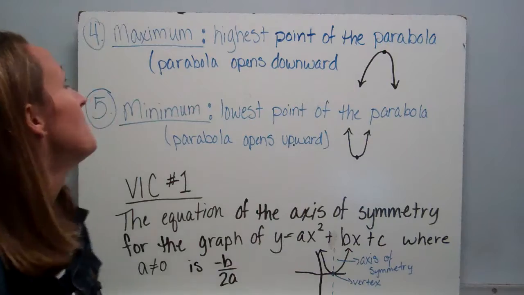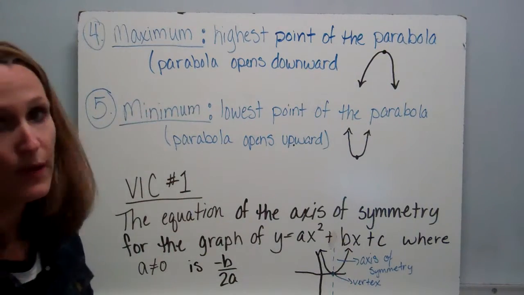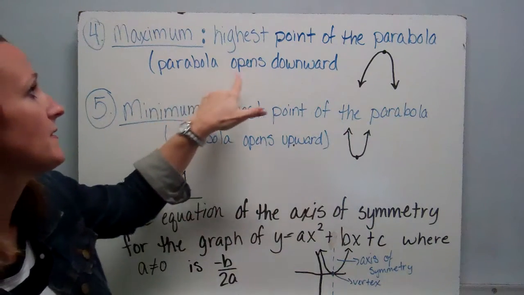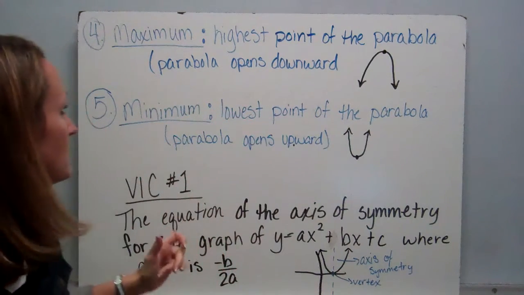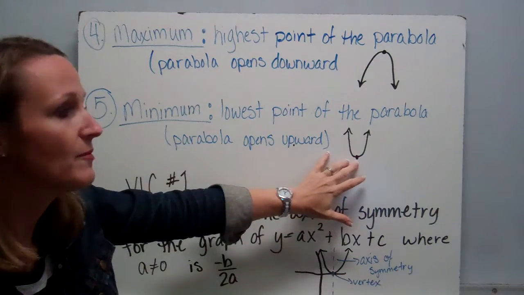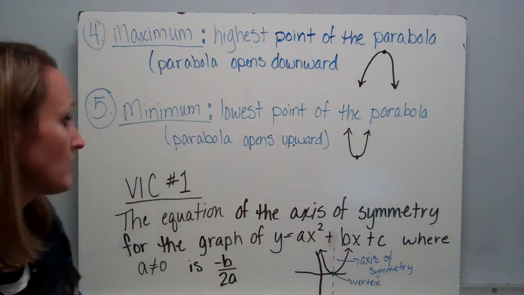Okay, the maximum is the highest point of the parabola. It's this little point up here. If we have a maximum, then we say that our parabola opens downward. The minimum is the lowest point of a parabola. If we have a minimum, then our parabola opens upward.